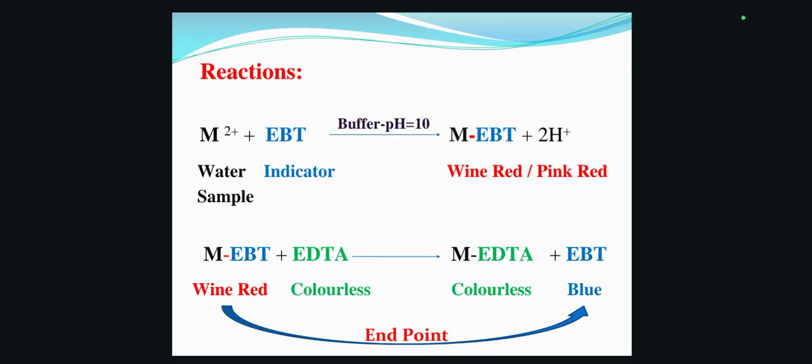So what is the end point of the titration? The wine red solution you are titrating with EDTA turns to a blue color solution. Who is responsible for the blue color? EBT is regenerated again. That means EBT's place is taken by EDTA, and EBT is released. So simply, the end point of our titration is wine red or pink red to blue color. Once you get blue color, stop the addition of EDTA, note the burette reading, and from that reading we find out the hardness of the water sample.